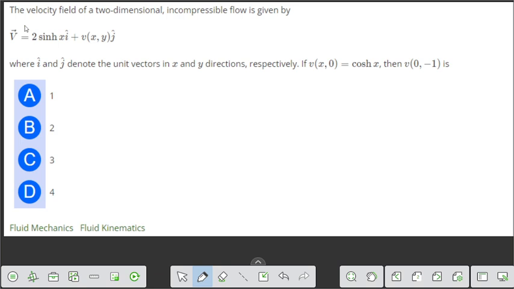The first question is: the velocity field of a two-dimensional incompressible flow is given by the velocity vector V = 2 sinh x i + v(x,y) j, where i and j denote the unit vectors in the x and y direction respectively, and v(x,0) is cosh x. We have to calculate v(0,-1). The options are 1, 2, 3, 4, and this is a topic from fluid kinematics in fluid mechanics. Let's start how to solve and approach this question; this is also a 1 mark question, and the chapter is fluid kinematics.